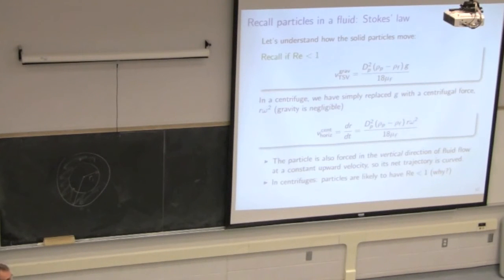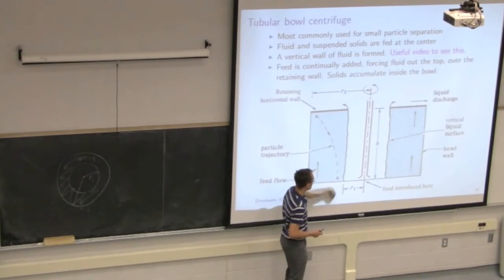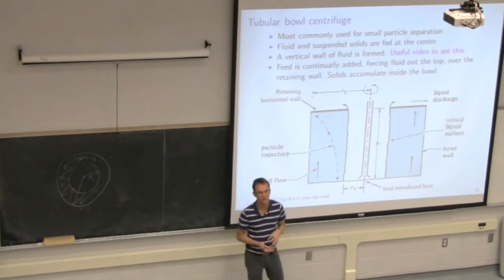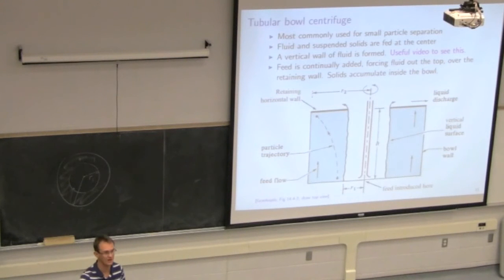Let's go back to the Stokes' law that we derived last week. Last week we derived that first equation up there, and it holds in situations where the Reynolds number is less than 1. We calculated the gravitational terminal settling velocity, and it's a function of the particle diameter, the density difference, viscosity, and importantly, g. Now, in a centrifuge, we've replaced g with R omega squared. We ignore gravitational effects, since the gravitational pull on the particle downwards is nothing relative to all the other forces in the system. Interestingly, you can operate the centrifuge on its side or upside down and it will still work exactly the same way. So gravity can be totally ignored.